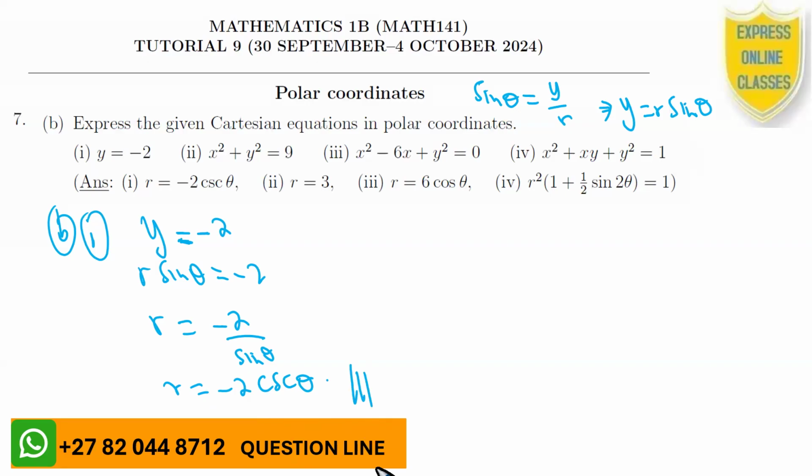So we continue. So we've been able to convert y equals -2 to polar coordinates. So this one was actually a Cartesian equation. And this obviously would therefore become a polar equation.